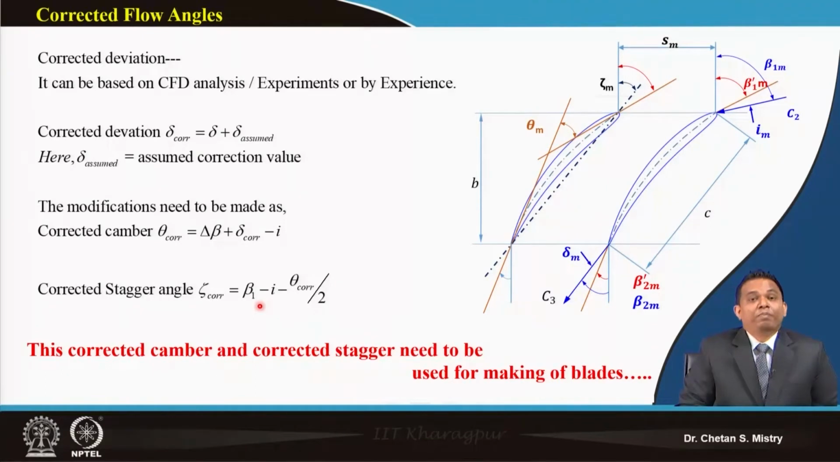It may be possible that the deviation angle you assume comes out different at different stations. You will assume a larger deviation angle near the hub region, and you may reduce it moving towards the tip region, but that needs to be done in a systematic way. That is where the computational tool comes into the picture. That will give you how to move forward.